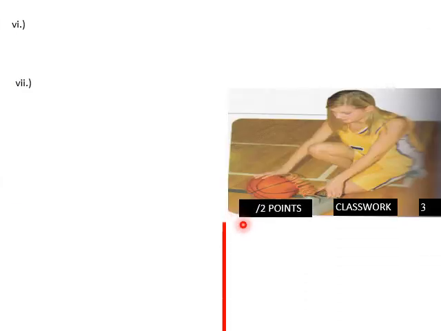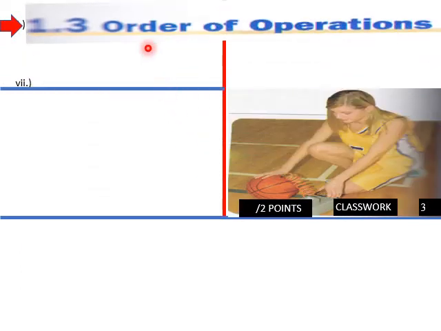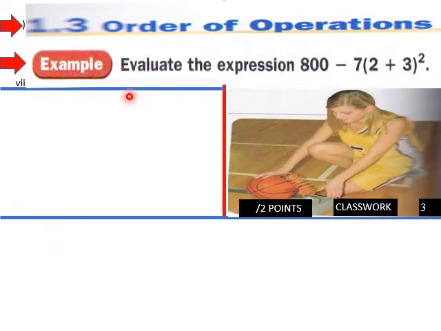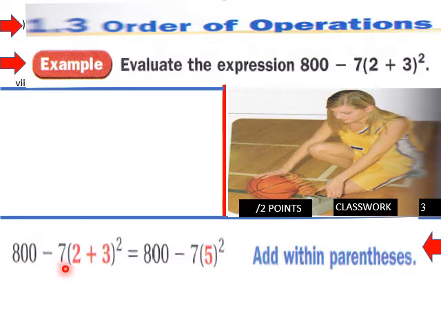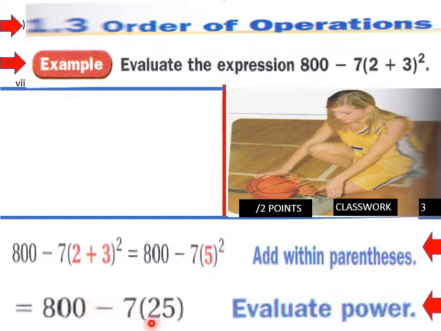And so let's go to our next section here on chapter 1, 1.3, order of operations. Evaluate the expression 800 minus 7 times quantity 2 plus 3 squared. So how will we do that? First of all, add within the parentheses. We're going to add 2 plus 3 first inside the parentheses, so we get 800 minus 7 times 5 squared. And now we're going to evaluate our power here. 5 squared is 25.